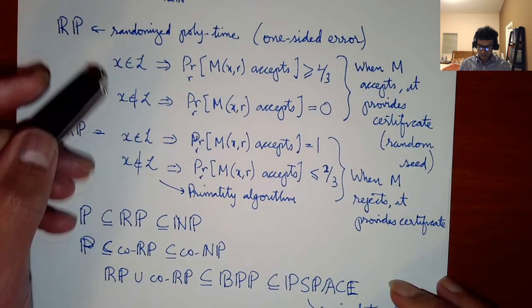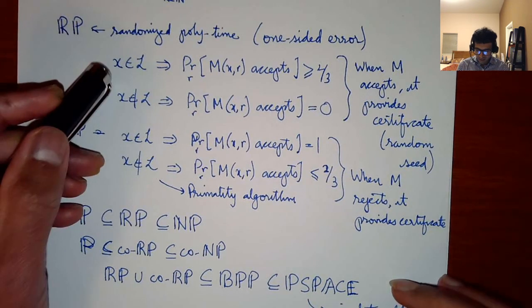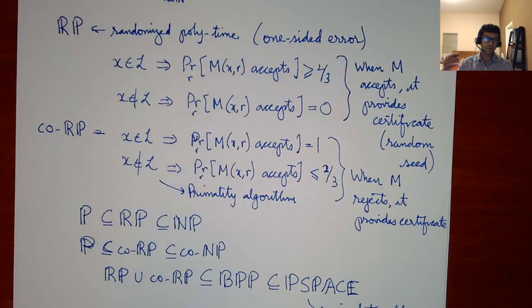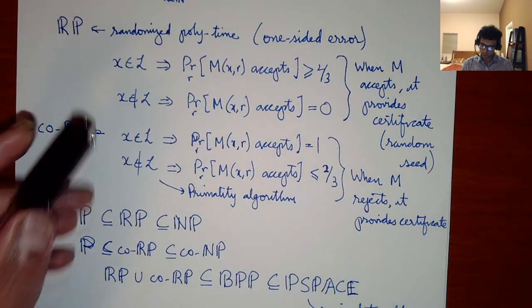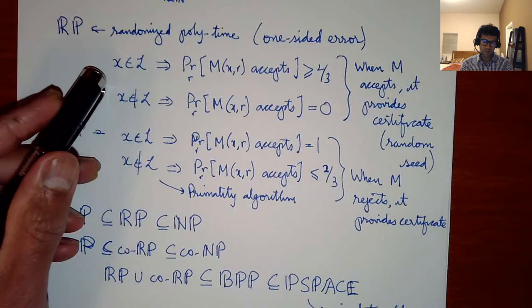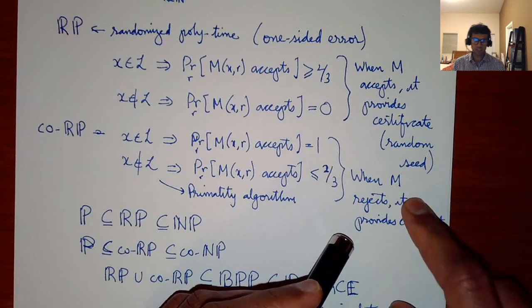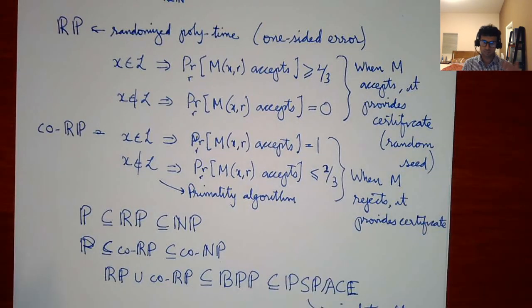And so if X is in the language, if you keep feeding it different random things, eventually it's going to give you a certificate. And then at that point you stop. And if X is not in the language, well, eventually when it rejects, it provides a certificate. So it will keep running, and at some point it will provide a certificate.